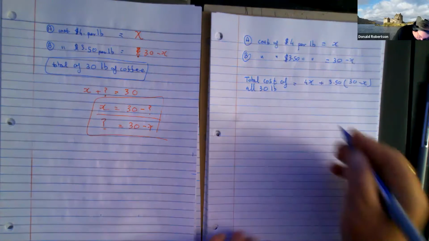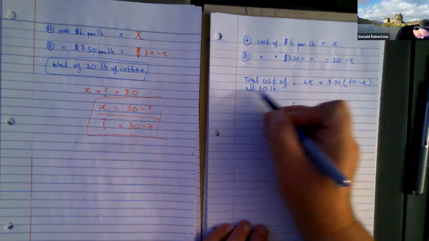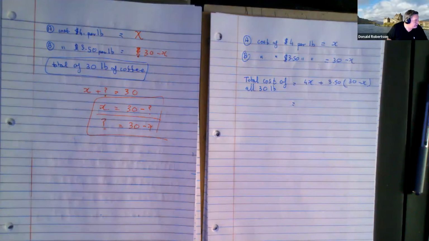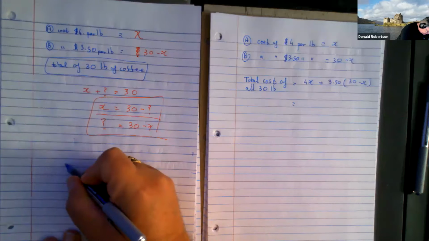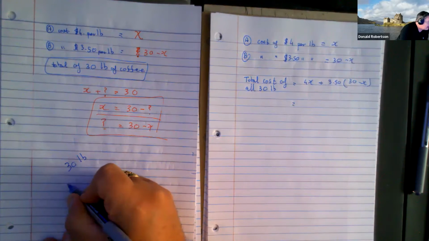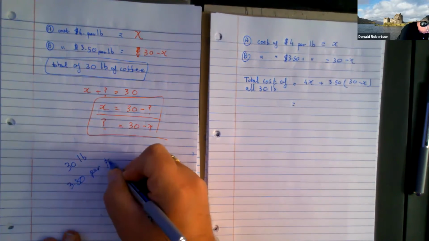Now, to have a real equation, don't I need to know a number here as well? It would have been really nice if the question had told us the total cost of all 30 pounds is $400 or $82 or something. But they didn't tell me that. They told me that the 30 pounds that you end up making come out at an average of $3.80 per pound.